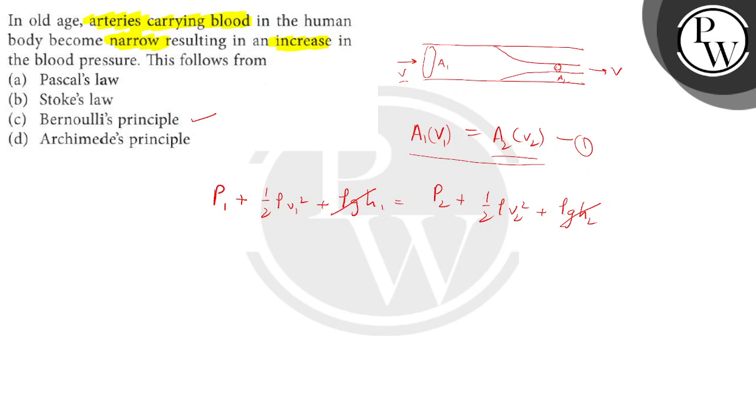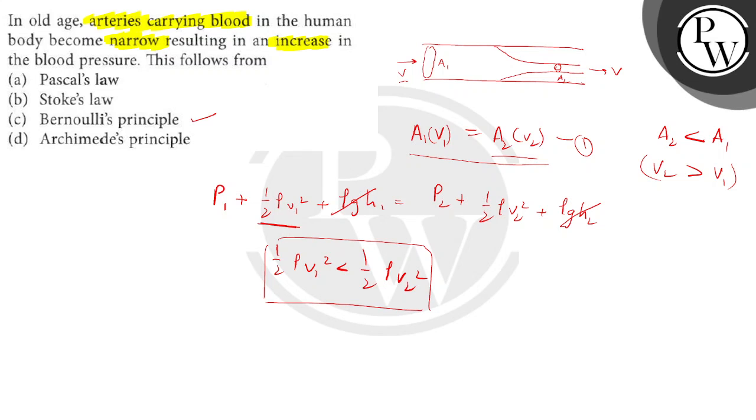Now using the equation A1 V1 is equal to A2 V2, since A2 is becoming less than A1, we can say V2 is becoming greater than V1, right? So V2 will increase with respect to V1. So half rho V1 square is going to be less than half rho V2 square, right? But since this is an equality equation, we can say on comparison that P1 will now be greater than P2, right?